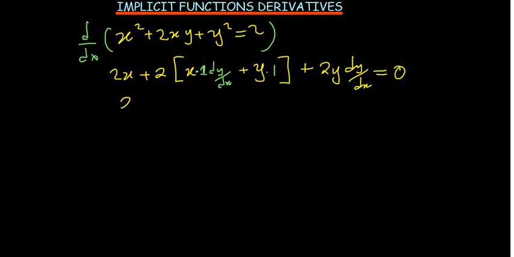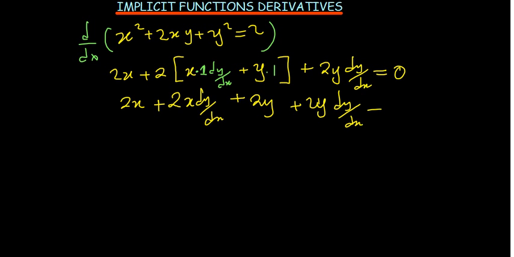So at this point we have 2x, and when we simplify, that will be x dy over dx multiplied by 2, so 2x dy over dx. Then we have 2 times y, that is 2y, plus 2y dy over dx, and that is equal to 0. I'm going to put everything that has dy over dx to one side. Which are those? I've got this one and also this one.